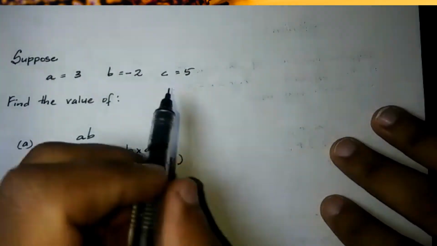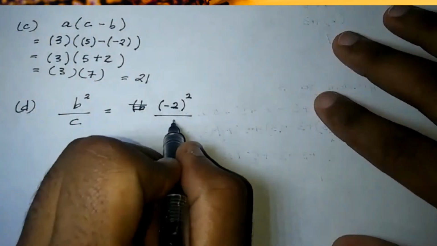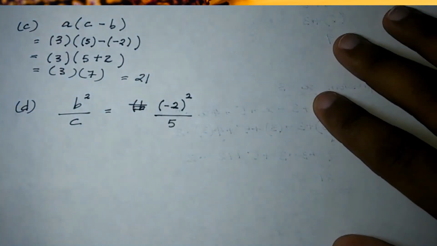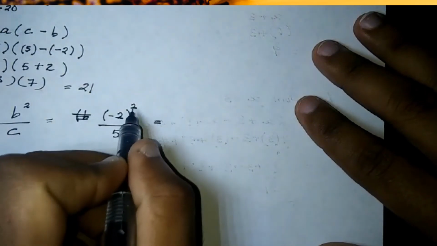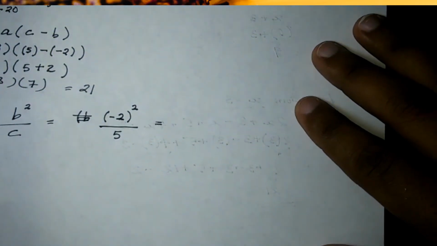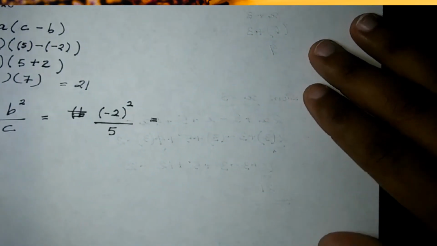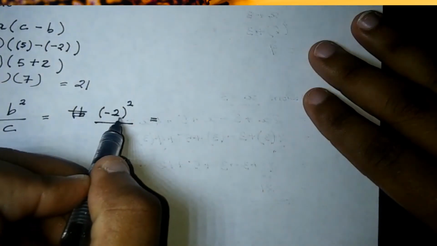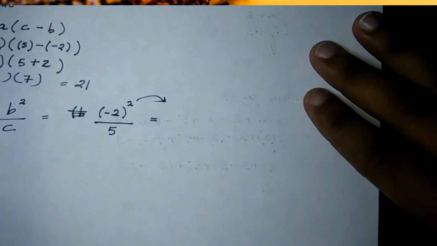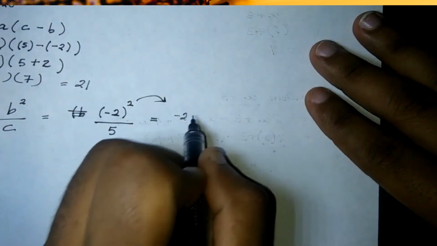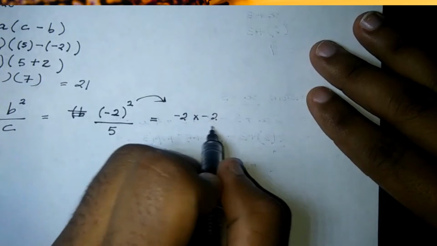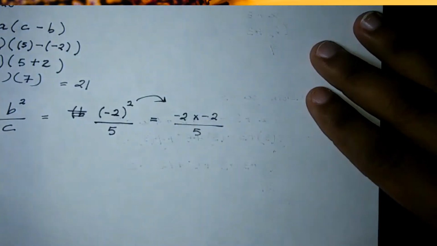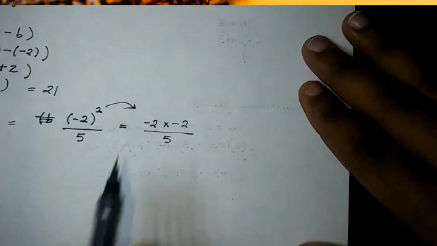What was the value of C? It was 5. So I'm putting that all over 5. Now remember, anything raised to the second power means that that thing is being multiplied by itself. So this literally means minus 2 times minus 2. And then I'm dividing that all by 5.